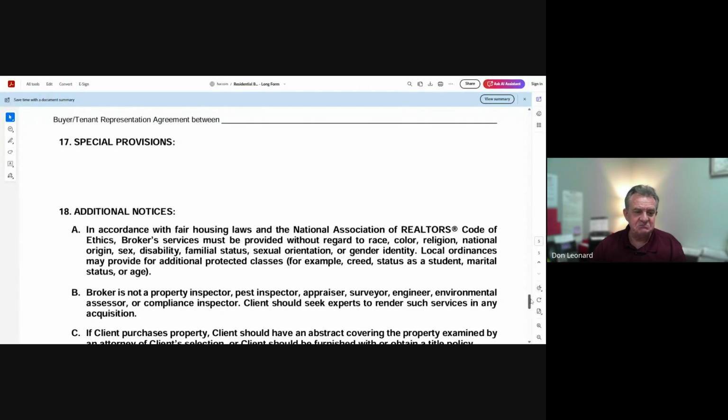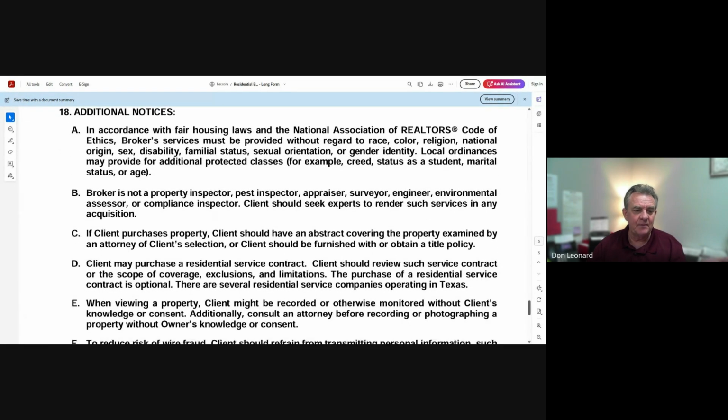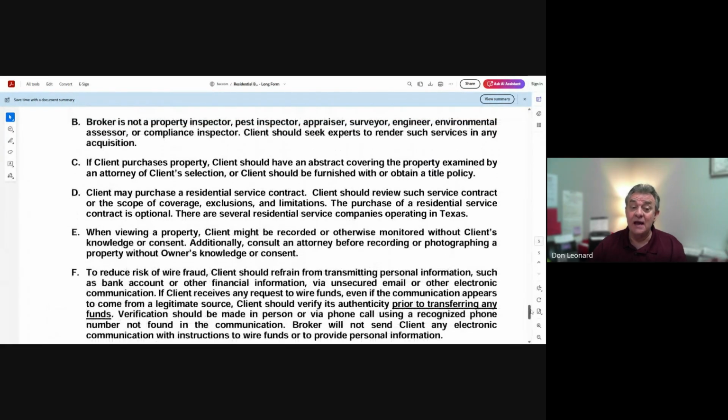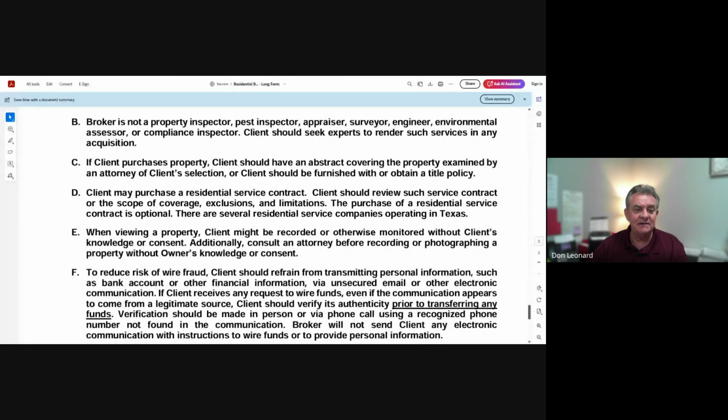Special provisions, normally not very much stuff to put there. And then the last part's the 18 additional notices: federal fair housing information, the fact that we are not inspectors, and so the buyer should not be expecting us to render opinions on condition of property or anything like that.